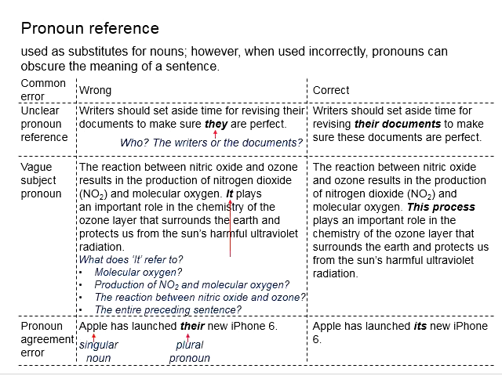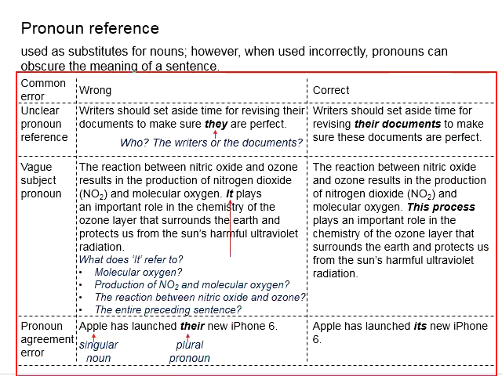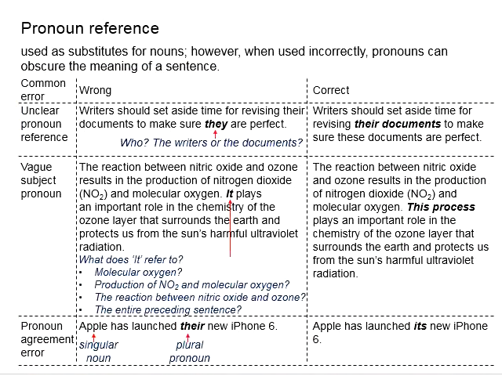However, when used incorrectly, pronouns can obscure the meaning of a sentence. These are common errors that we make when writing technical papers. The table here demonstrates several common errors related to pronoun reference. First is the unclear pronoun reference.